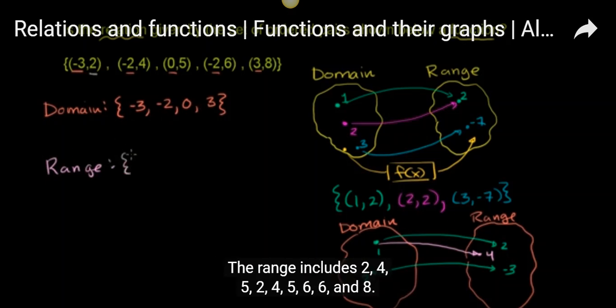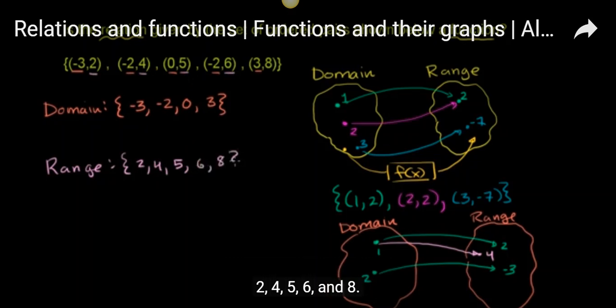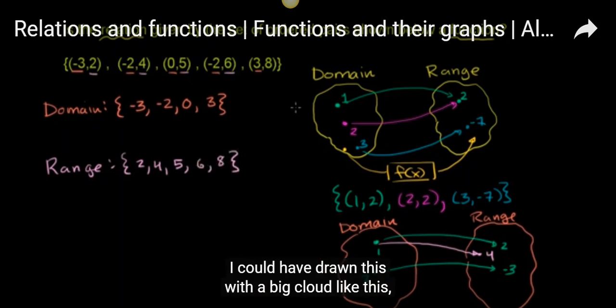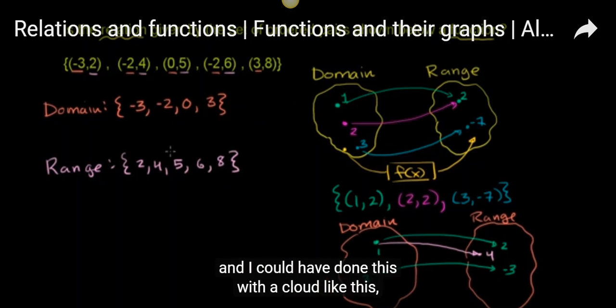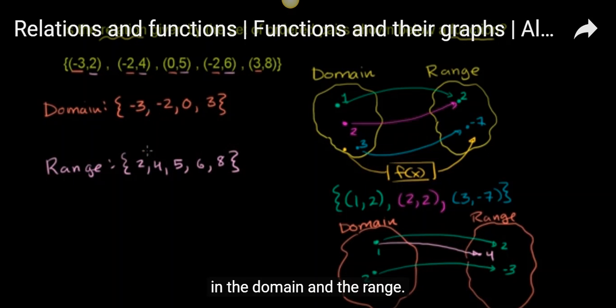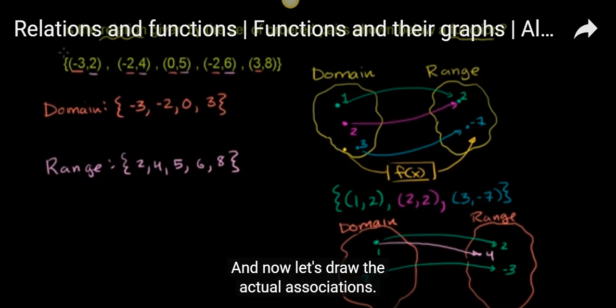The range includes 2, 4, 5, 6, and 8. I could have drawn this with a cloud like this, and I could have done this with a cloud like this. But here we're showing the exact numbers in the domain and the range. And now let's draw the actual associations.